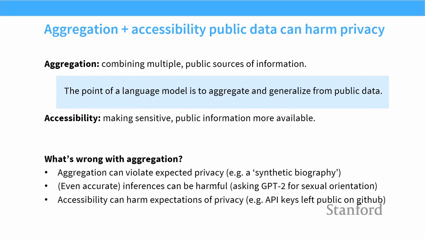So you could think about a lot of different harms that arise from these two processes, and I want to outline a couple to motivate what will follow in the rest of this talk. The first thing is that aggregation can violate expected privacy. The example I like to give for this is, let's say we have a system that can build a synthetic biography. Maybe some of you have seen these very sketchy websites that will find public information about you, like your address, your gender, where you work, and make a website that's a synthetic biography. It's kind of shocking if you go to one of these websites.